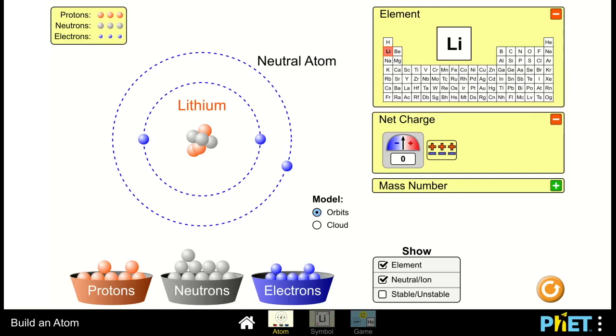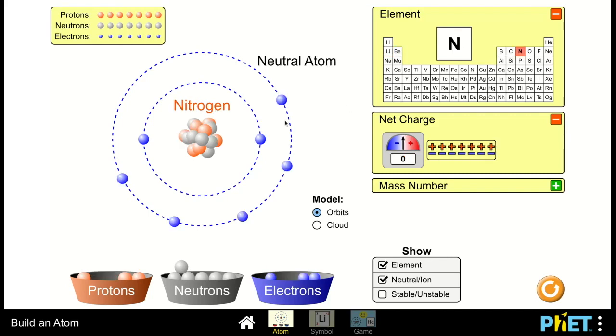So here I have a model of a lithium atom, and this is a neutral atom, and so that means you have the same number of protons and electrons. Now, if we have lithium, it commonly actually loses one electron, and you'll notice that it instantly becomes positive as an ion. That's because it has 3 positive charges and 2 negative charges, resulting in a net charge of 1 plus. Positive ions are called cations.